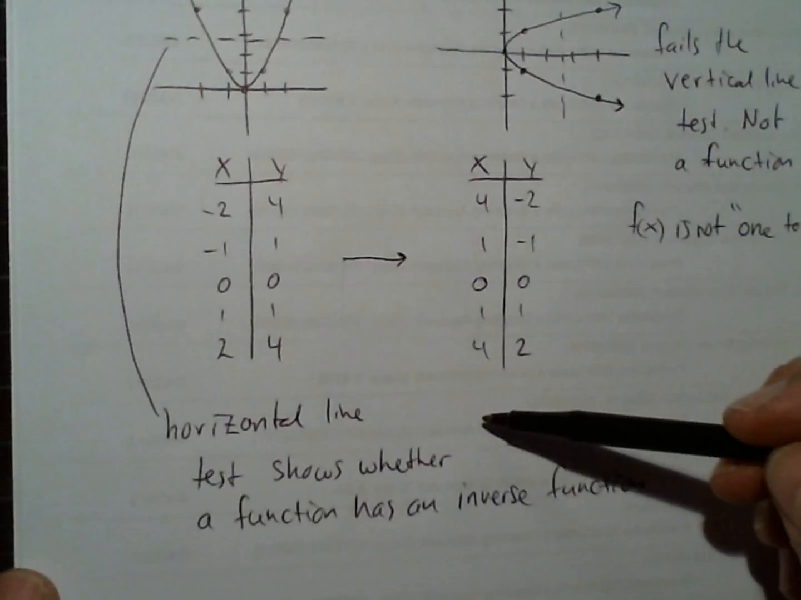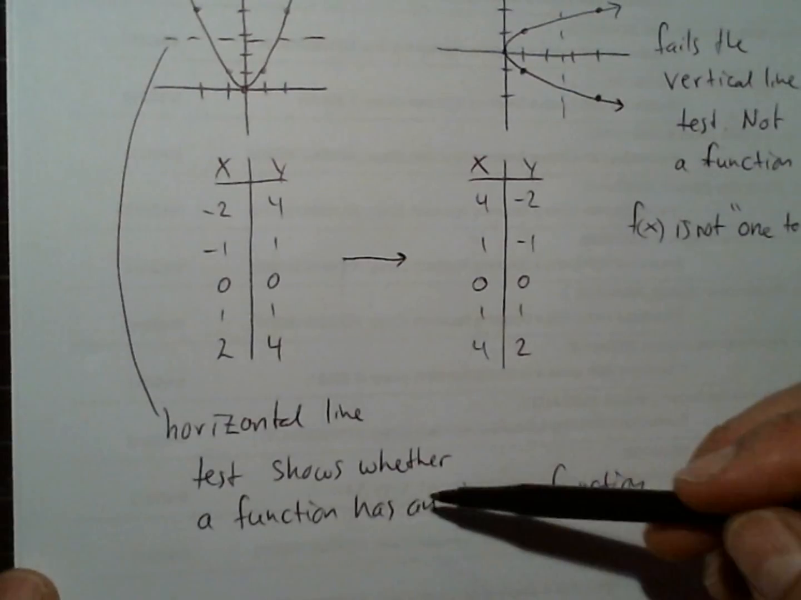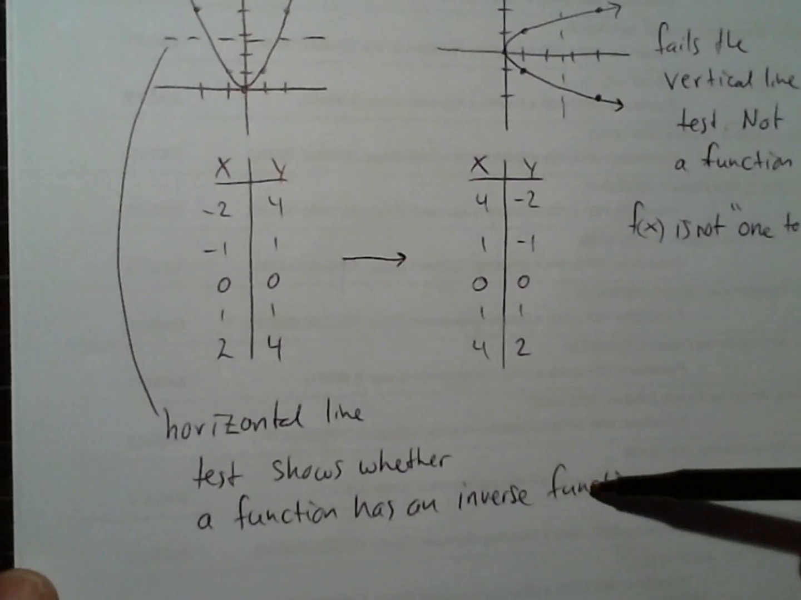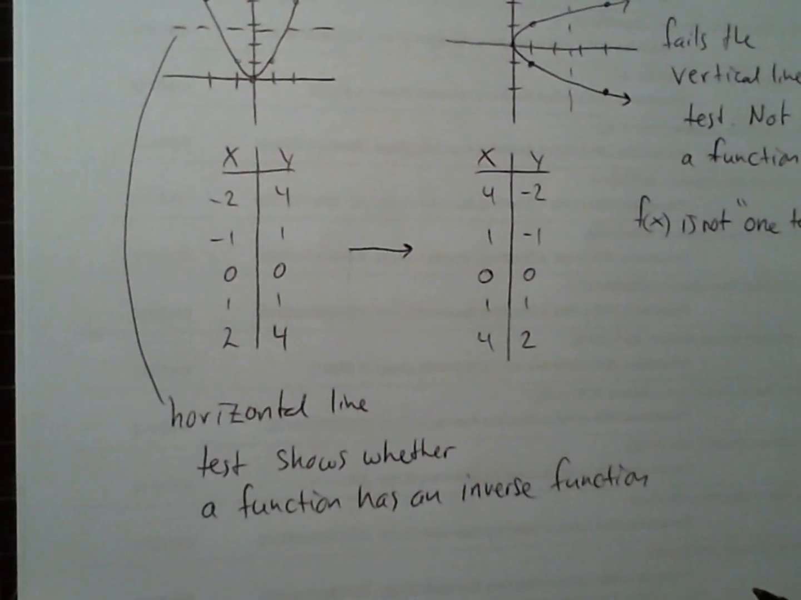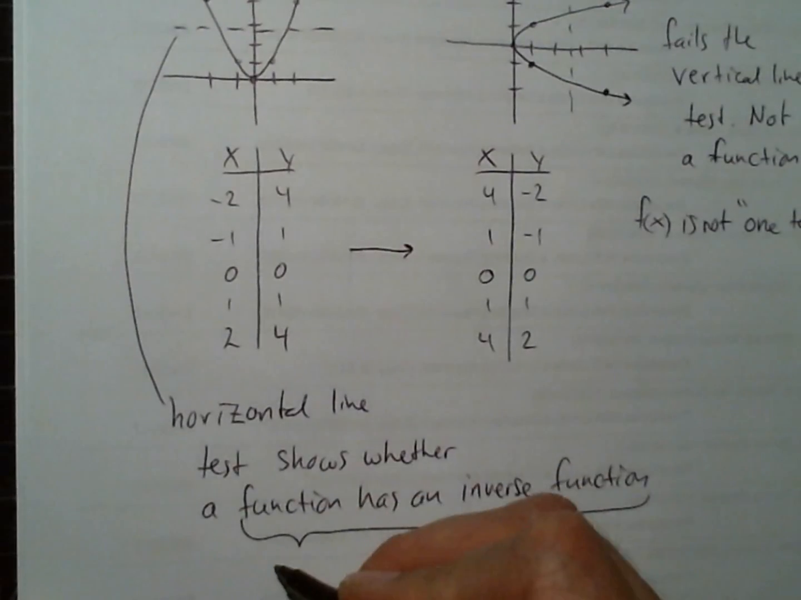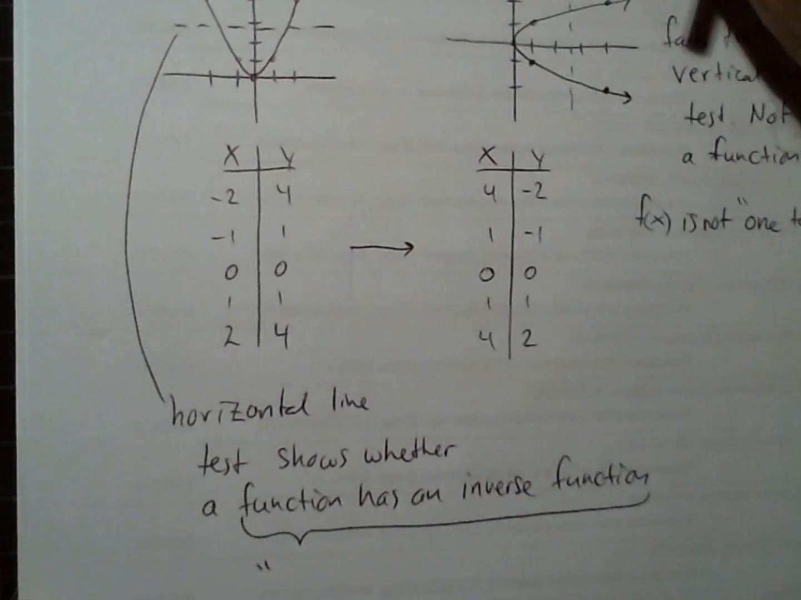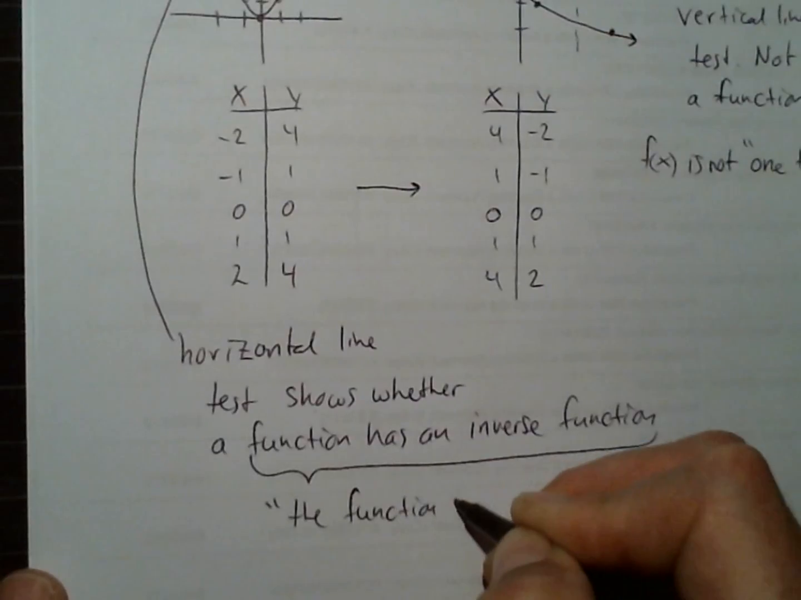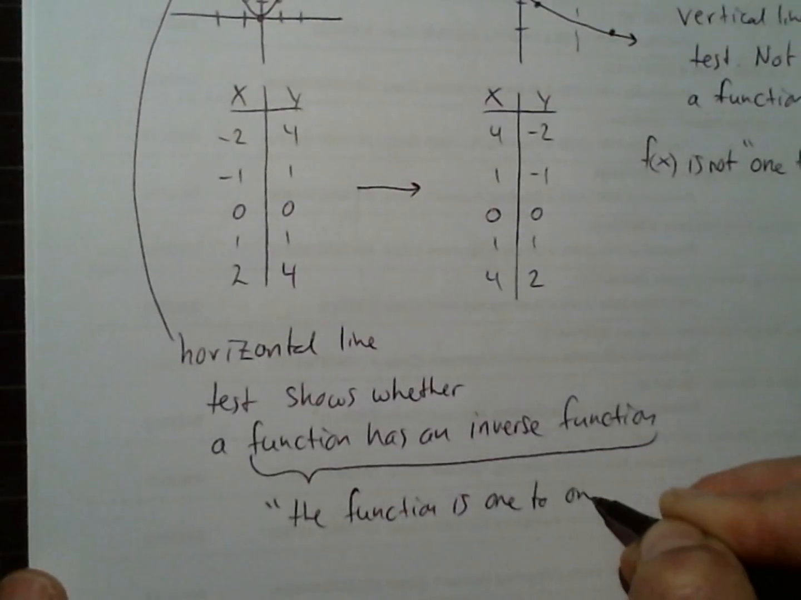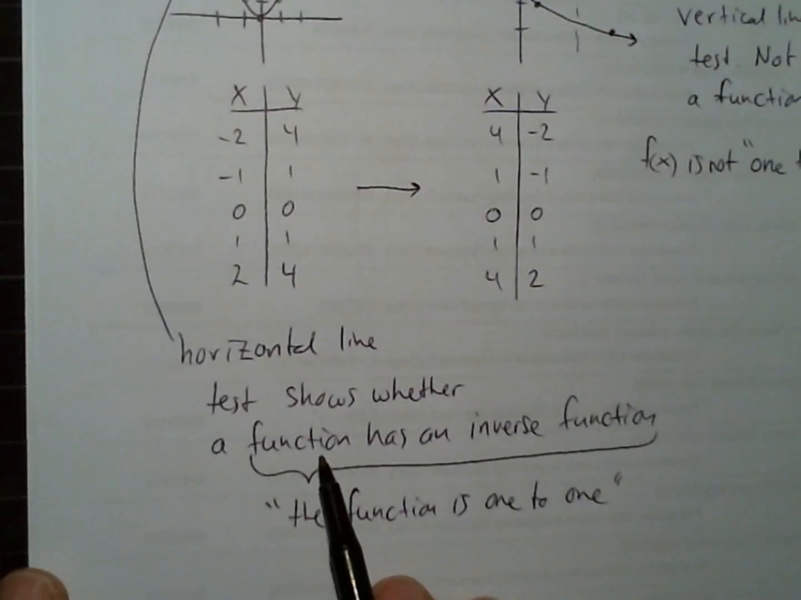So this is the horizontal line test, which shows whether the function that you start with has an inverse function. We see that it has an inverse, but the inverse is not a function in this case. The test shows whether a function has an inverse, and this means a function has an inverse function. This means the same as the function is one-to-one. So, to say that a function has an inverse function is the same as saying the function is one-to-one.